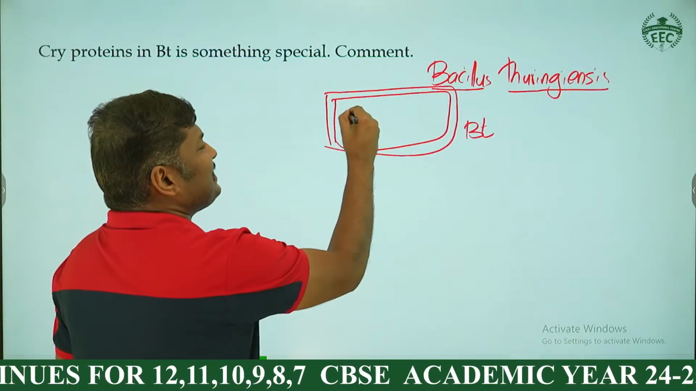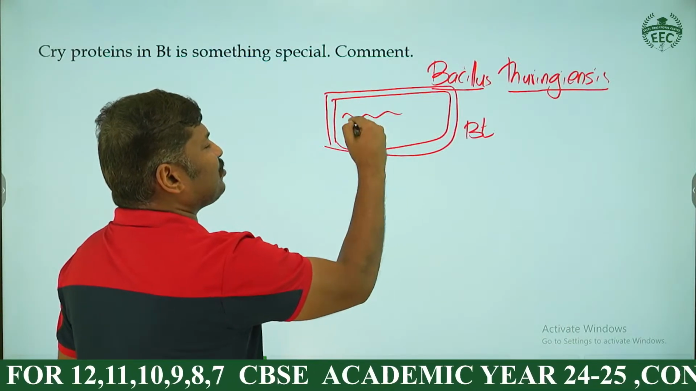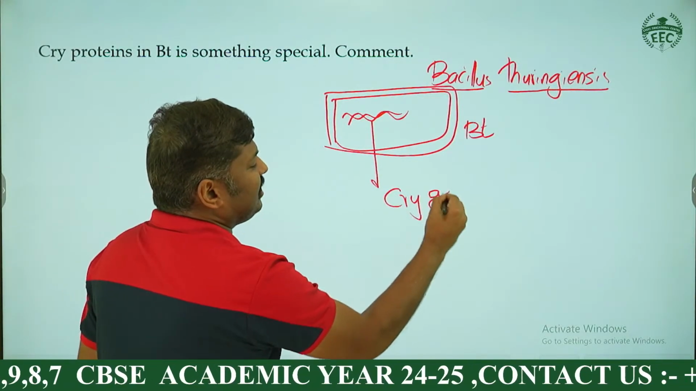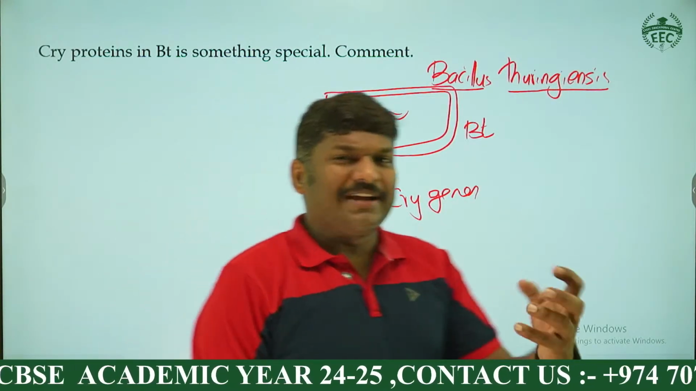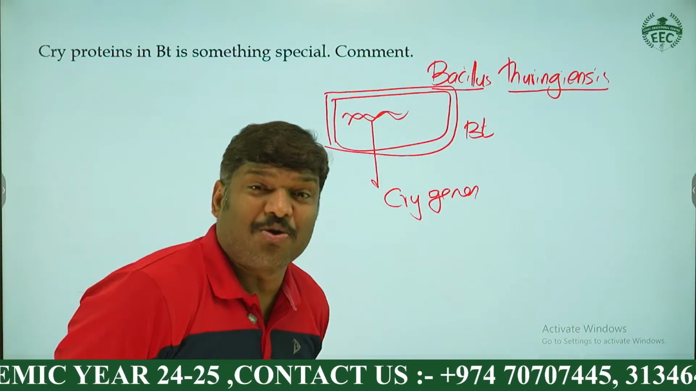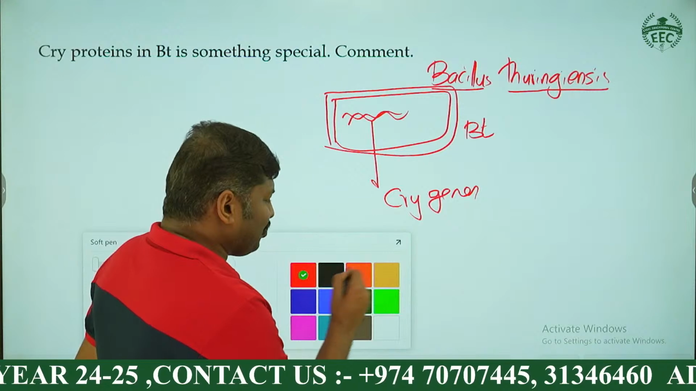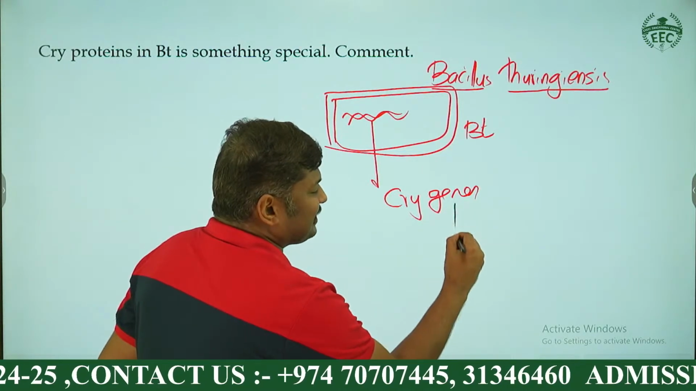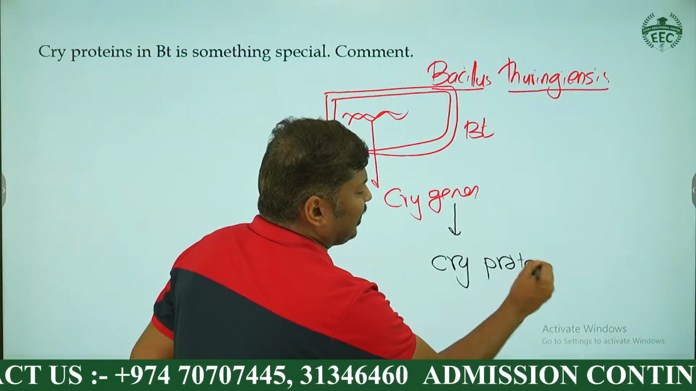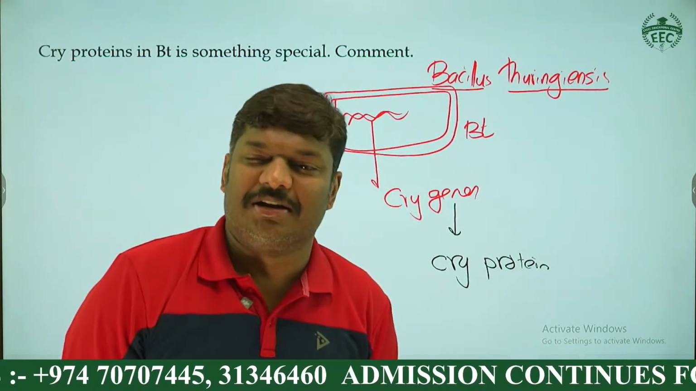That bacteria is having a special type of gene, my dear student. And the special type of genes are called what? Cry genes. Why are they called cry genes? Look at the board, my dear students. The cry gene can make a protein called cry protein. The cry stands for crystal.